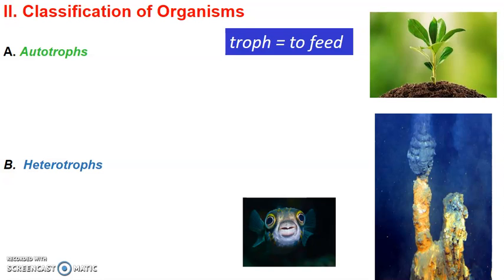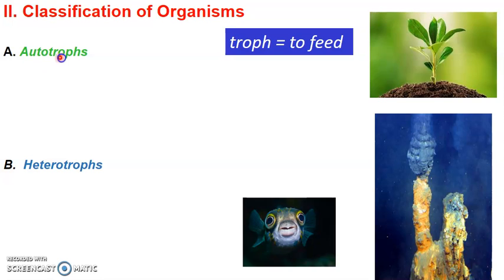We're going to begin today's lecture talking about the classification of organisms. All organisms on Earth are going to fall into one of two categories, either autotrophs or heterotrophs. If we look at the last portion of each of these two terms, troph, that means to feed. So how are these two types of organisms feeding and getting their own energy?